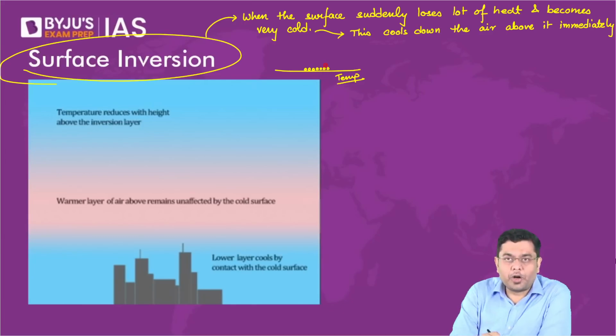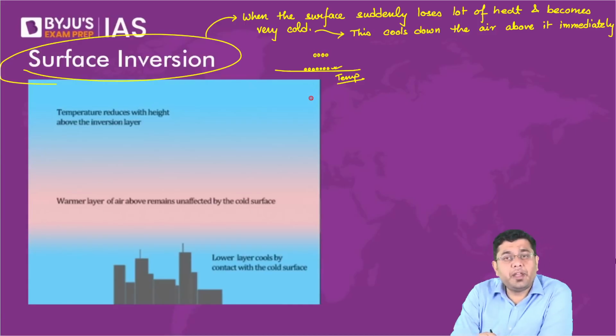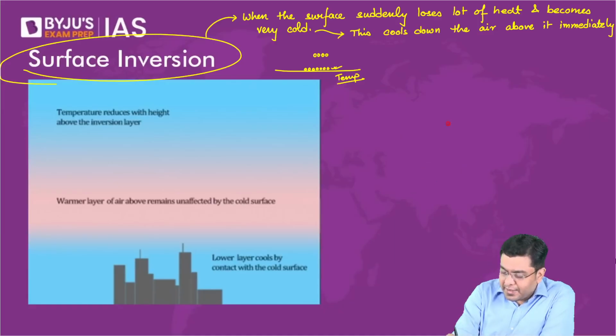So why have I talked about that? If the air here is colder, will the air present here also naturally become very cold? Or will that transfer of heat not happen efficiently? It will not happen efficiently because air is an insulator. So, with that, let us understand the basic concept of surface inversion.